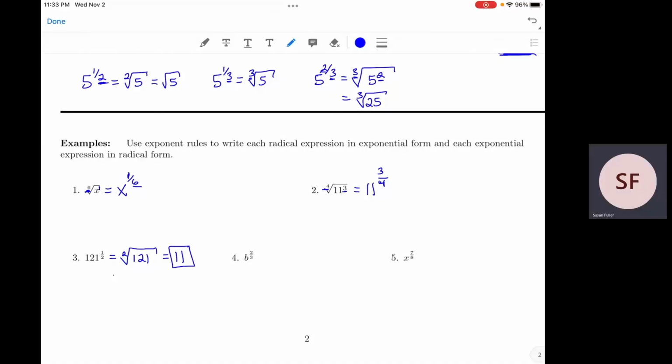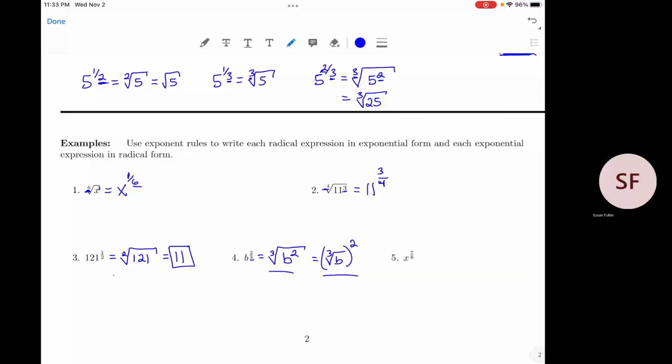All right, how about b to the 2/3 power? To write this in radical form, the number on the bottom will create the index of my radical, so I'm going to have a cube root. The 2 on top goes to the inside of the radical with the b. So this becomes a cube root of b squared. If we wanted to, we could also write this as the cube root of b, that whole thing squared. These two things are equivalent. You can choose which way to write them. Doesn't matter to me which form these are in.